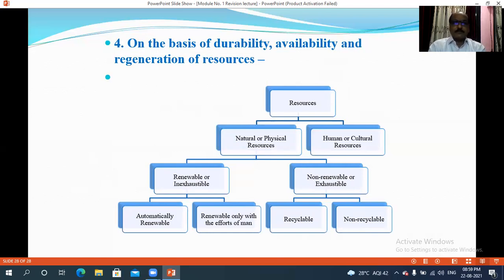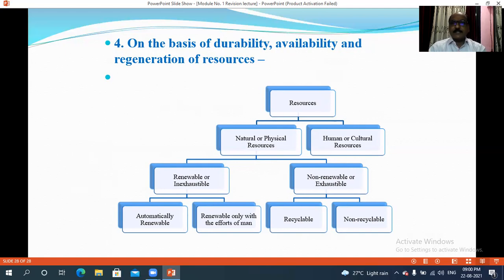Dear students, first I will explain natural or physical resources. The resources which are made available by nature in the environment are called natural or physical resources. Human or cultural resources are the resources which are made, created and developed by man. Natural or physical resources are again further subdivided into two types: renewable or inexhaustible resources, and non-renewable or exhaustible resources. Renewable or inexhaustible resources are again subdivided into two types: automatically renewable resources, and renewable only with the efforts of man.